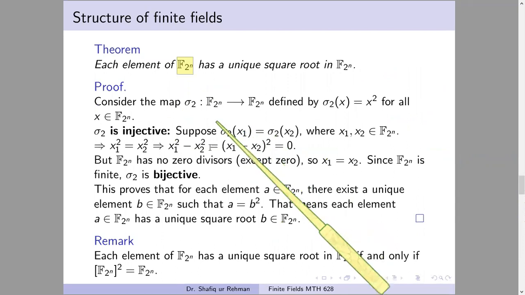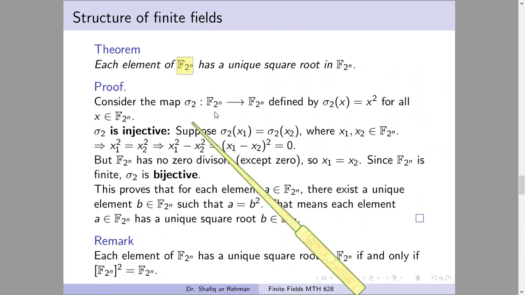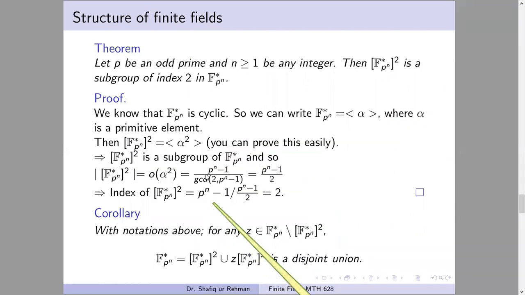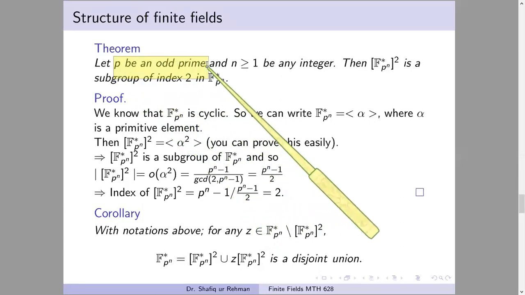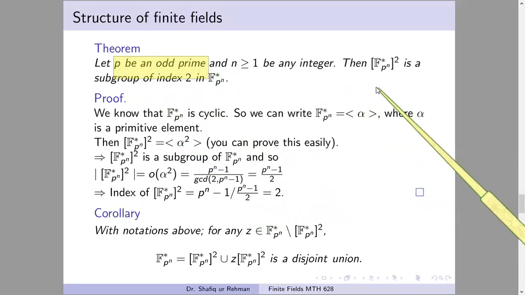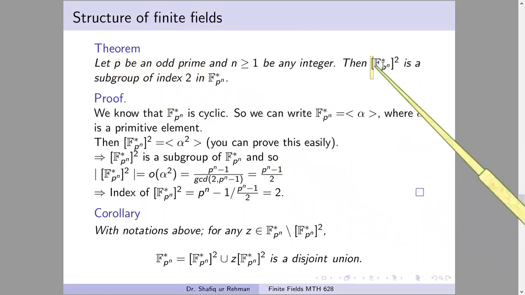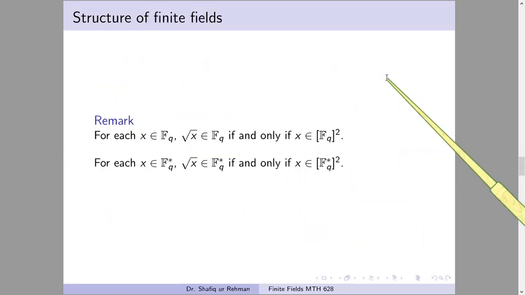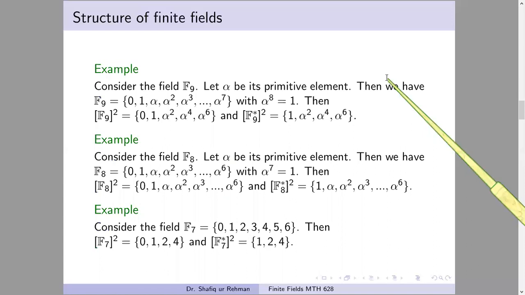Notice that F_{2^n} whole square equals F_{2^n} only when this map is bijective and there is a unique square root. But now we are working in odd characteristic. Let p be an odd prime, here p is a prime different from 2. Then this set is not equal to the whole group. We will prove that this set, which you observe in examples.